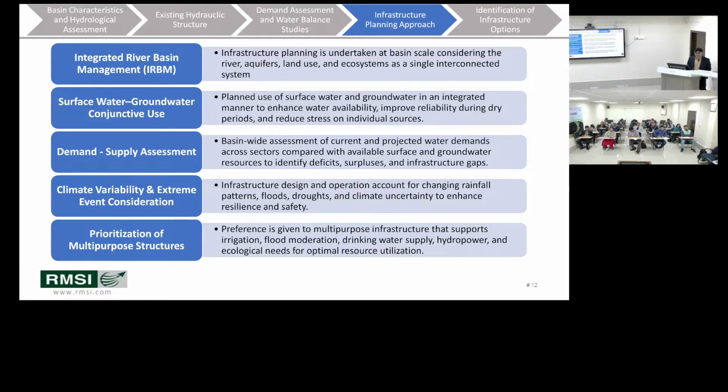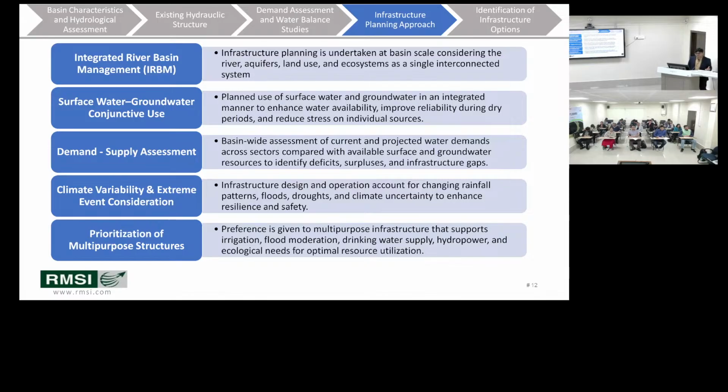Surface and groundwater consumptive use was already discussed. There should be a clear plan. If you are going to use surface water for different purposes, then you should have plenty of groundwater availability for the particular area, so that you can plan accordingly to fulfill that requirement. Then demand and water supply: once you have the demand in hand, then what is the supply available for that particular basin.